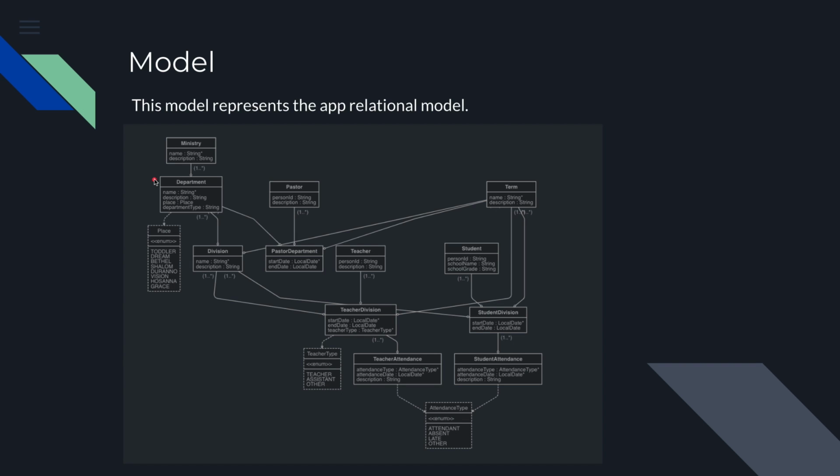So I'm going to talk about the model a little. We have ministry, department, pastor, division, also known as a class for student, teacher, and student. Basically, those are very important entities, and also there are relational entities around here. Okay, I will go through the demonstration for now.